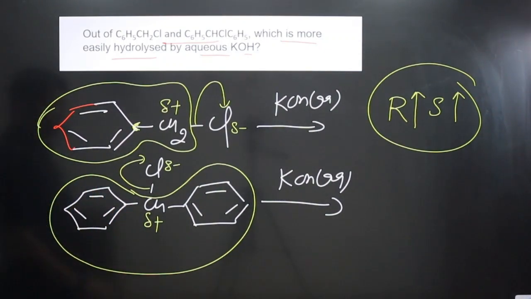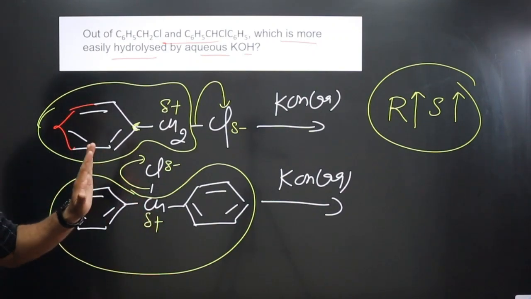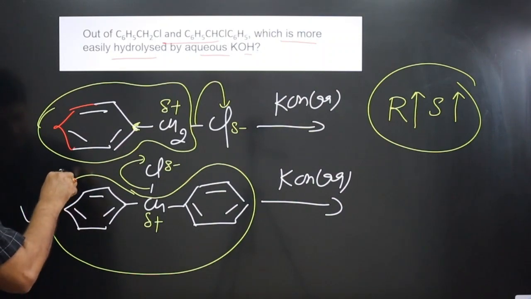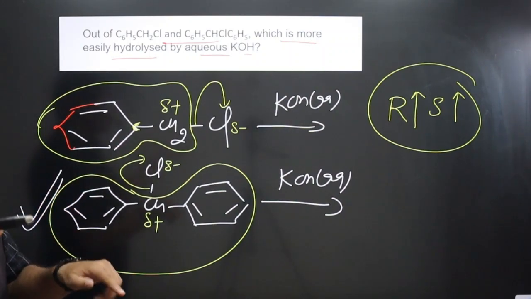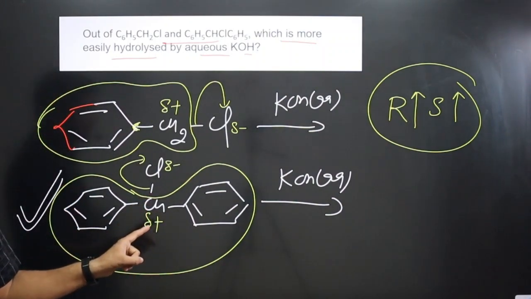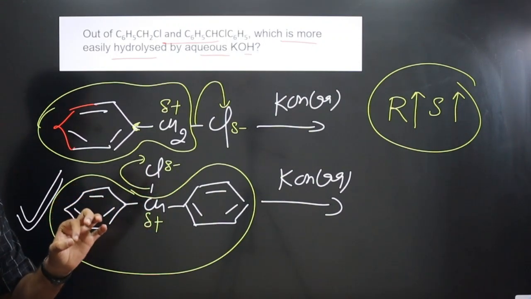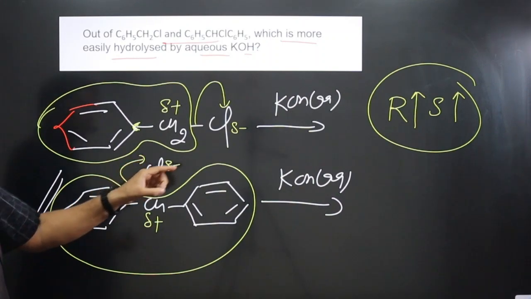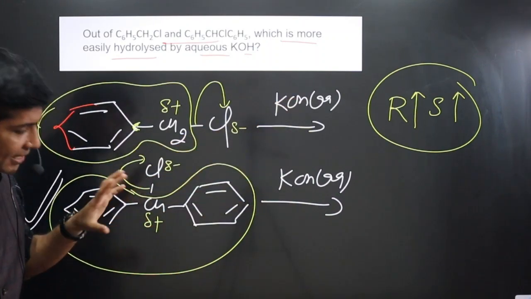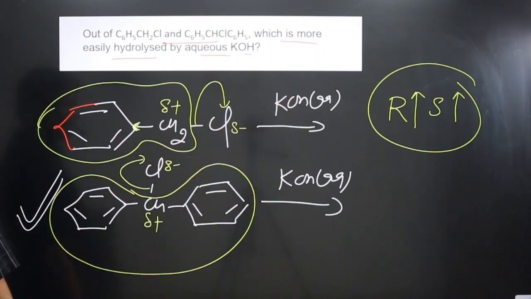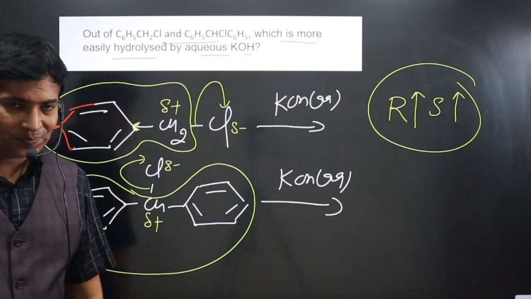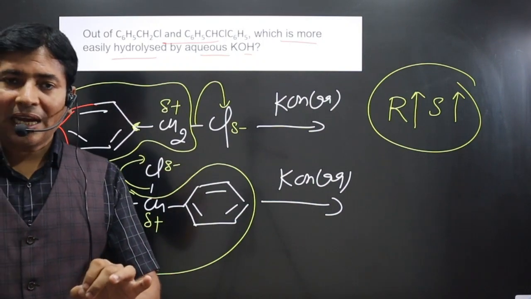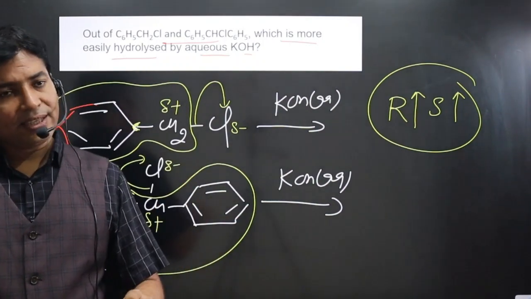If it is forming the more stable carbocation, then it will have a greater tendency to get hydrolyzed, because to be in the stable state it will have a greater tendency to remove Cl, and as soon as Cl is removed, OH will attach here, so the reaction will get completed. So the statement is: higher the stability of carbocation, higher is the tendency to get hydrolyzed.